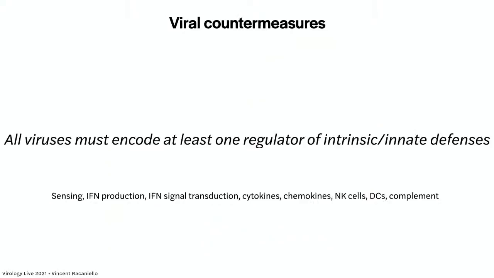And finally, remember, all viruses must encode at least one regulator of intrinsic and innate defenses. That includes sensing, interferon production, interferon signal transduction, cytokines, chemokines, NK cells, dendritic cells, complement. They all have to be antagonized in some way. Otherwise, the virus is gone. It's really an amazing immune system.